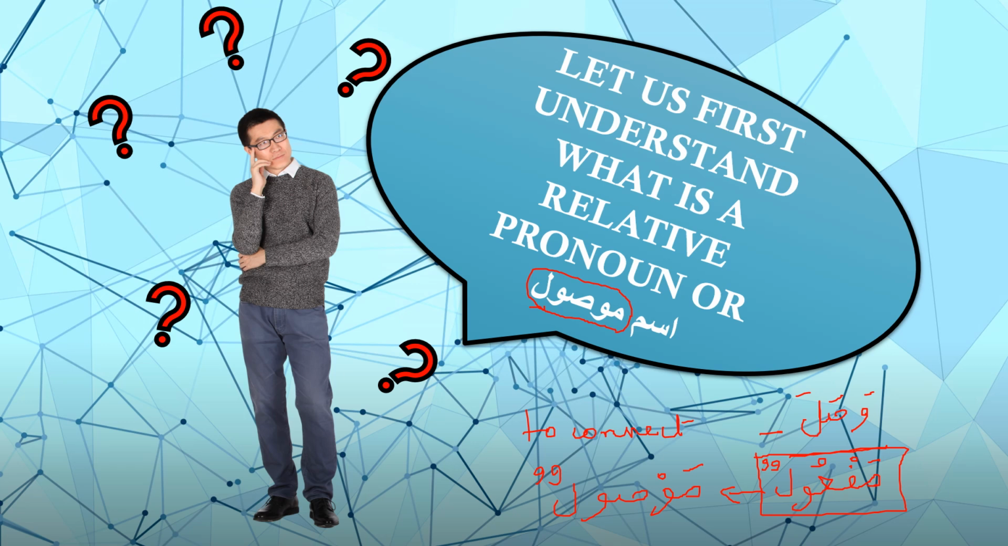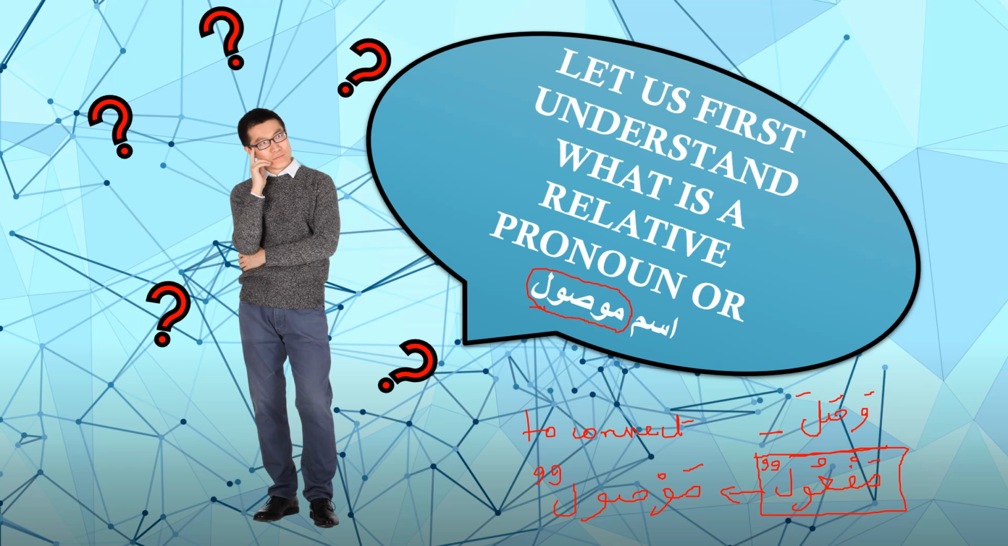Ism maf'ul means the thing on which the action is being done. So here the thing is the mausul. Mausul means the thing which is connected. So now you know from where we got the word mausul. It is a thing which is connected. So what thing is connected? The ism, the noun that is used in a sentence that connects two things.